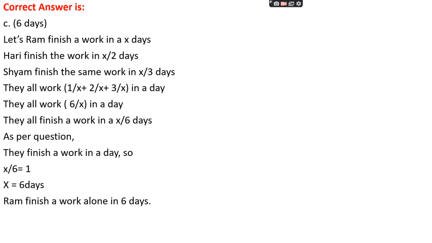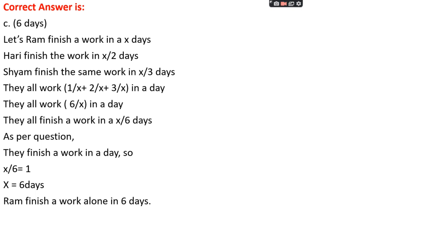Let Ram finish the work in X days. We know that Ram takes twice the time as compared to Hari to finish the work. It means that Hari can finish the same work in X by 2 days. Ram takes thrice the time as compared to Sham, so Sham finishes the work in X by 3 days. They all work together, so they can do 1 by X plus 2 by X plus 3 by X work in a day. They all do 6 by X work in a day, so they finish the work in X by 6 days.